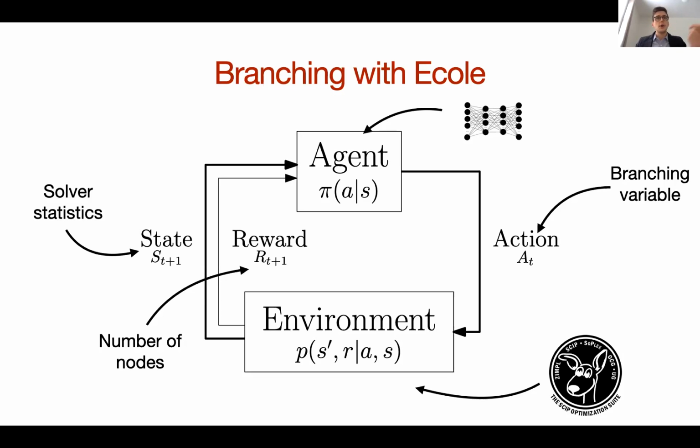As a result, our solver is going to be in a given state on every node, and we can observe some statistics of the solver, whatever information we find relevant for our branching policy. We also need to define some reward that we want to maximize. I'll say a bit more about this. It's hard to find a good reward, but in this example, we'll say that we want to minimize the number of nodes in our branch-and-bound tree as a proxy for time.